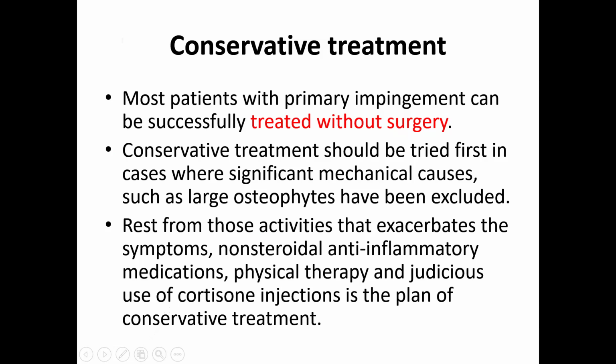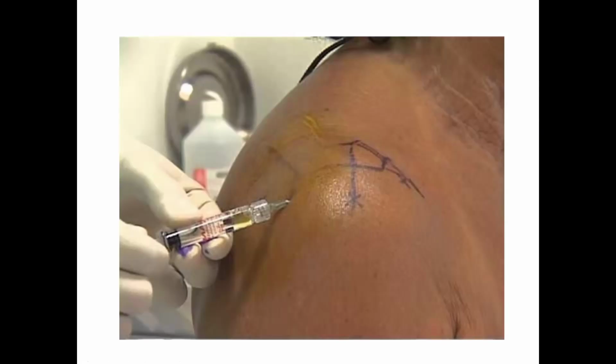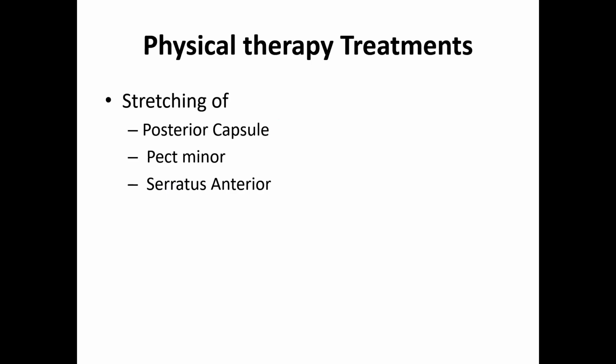Physical therapy and cortisone injections can also be included in the conservative treatment. The cortisone injection is the procedure used to inject cortisone at the shoulder area. In physical therapy, we can include stretching of the posterior capsule. Two very common approaches to stretch the posterior capsule are the across-the-body stretch and the sleeper stretch. The sleeper stretch is very effective in relaxing and releasing the tightness in the posterior capsule.